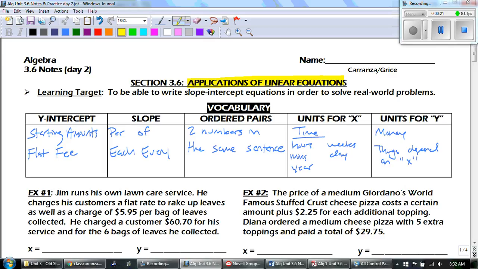Now, if you can look at our vocabulary, it's the same thing as we had up for Day 1 notes. The y-intercept includes starting amounts or flat fees. Our slope includes the words per, of, each, and every. In order to pair our two numbers in the same sentence, units for x include time, which are hours, minutes, year, weeks, and days. Remember, that's just for the most part. It could change. And then units for y include money or different things that depend on what the x is. Okay? So if you need to write those down, just pause the video. Otherwise, we're going to go ahead and get started.